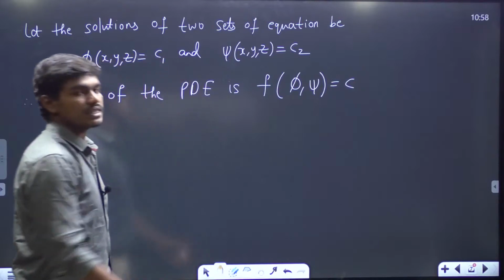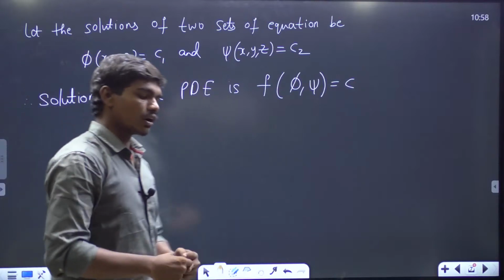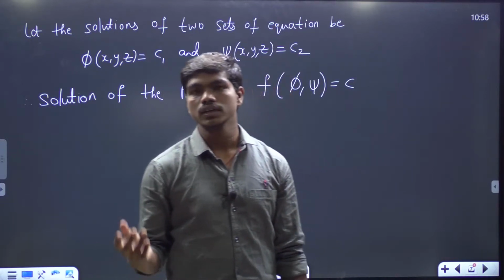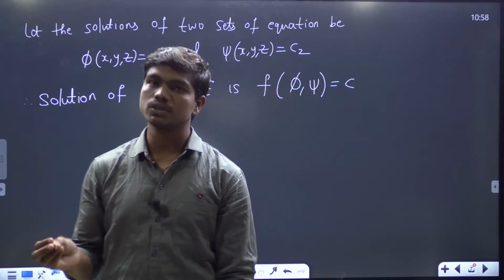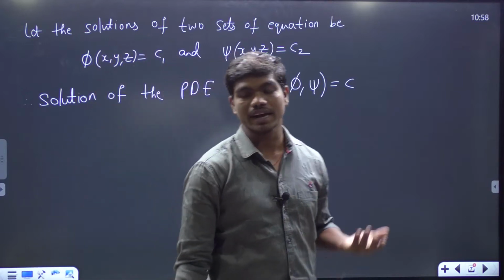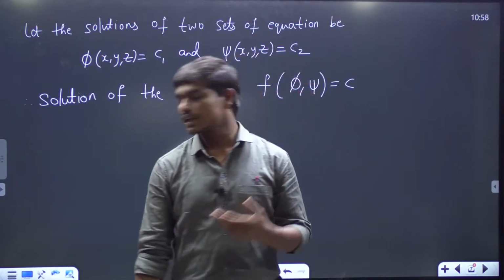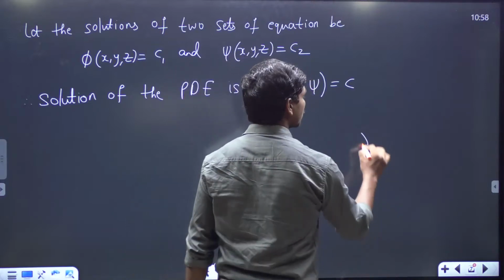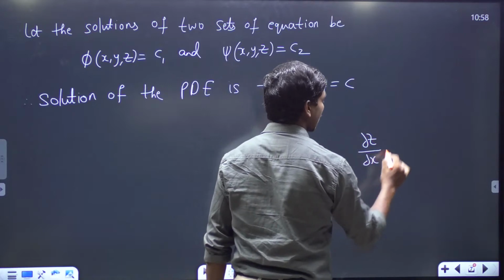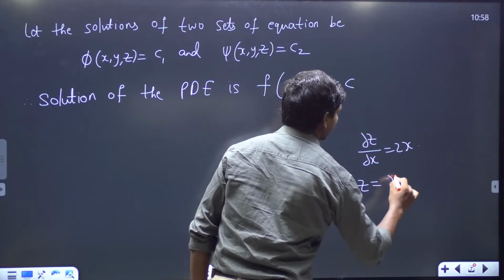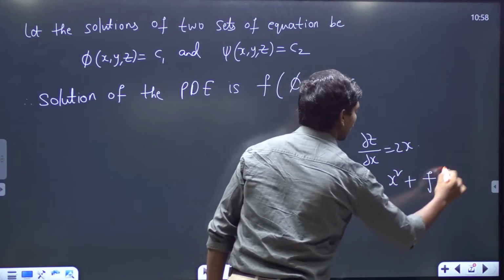So this is how you will be writing the solution. In ordinary differential equations, for the solution you'll be adding a plus arbitrary constant, correct? Similarly here in partial differential equations, you'll be having arbitrary functions. For example, if I give you dou z by dou x is equal to 2x, then z can be x square plus some function of y.